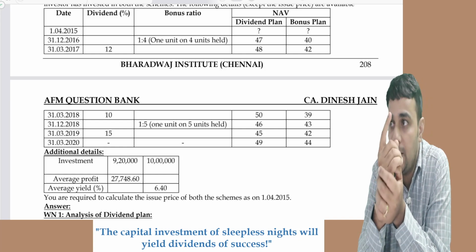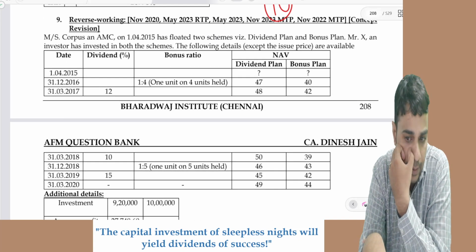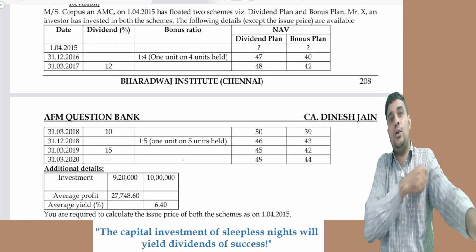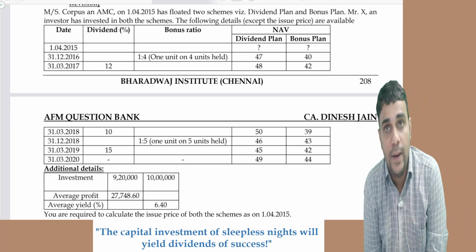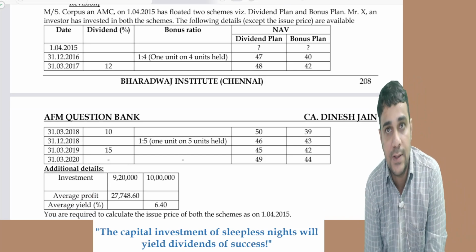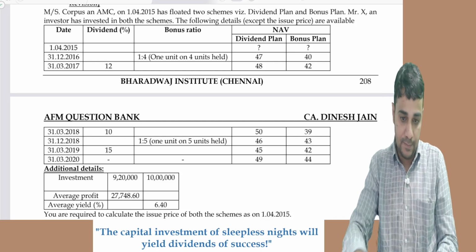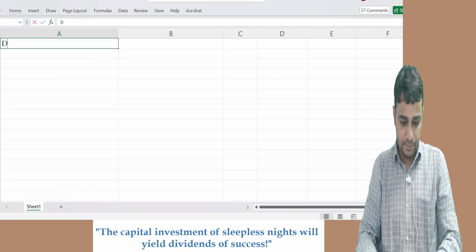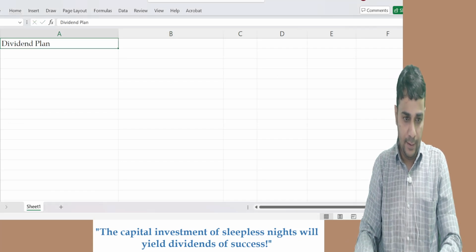Profit average means per year profit. How many years of investment? Tell me the number of years. 1/4/2015 to 31/3/2020: 5 years of investment. Let's do plan A first, the dividend plan.